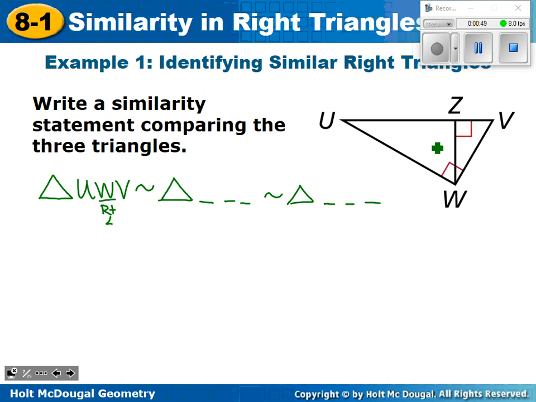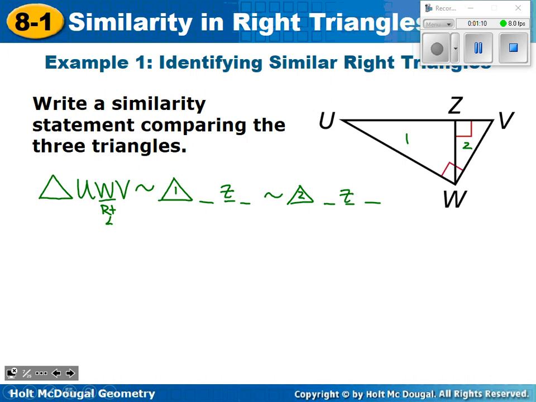Z. So I'll call this triangle 1, triangle 2. This is triangle 1. This is triangle 2. Does that make sense? Okay, so in triangle 1, Z is the right angle, goes in the middle. Triangle 2, Z is still the right angle, goes in the middle. Then you're going to compare the big one and one of the triangles. So big and triangle 1.